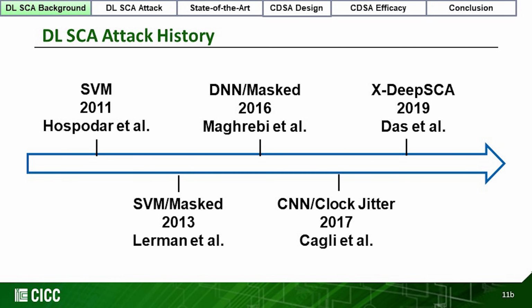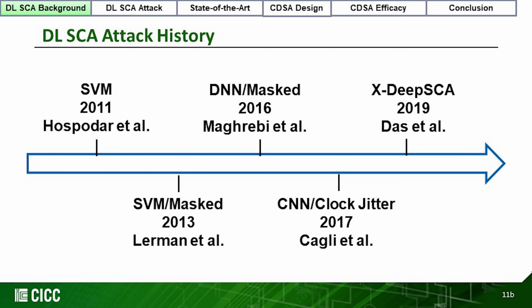Here we see the evolution of deep learning based side channel attacks. In 2011, Hospodar et al. for the first time used support vector machines to attack an unprotected AES implementation. In 2013, Lohmann et al. used support vector machines and random forest based models to break masked AES implementation of the DPA contest V4.